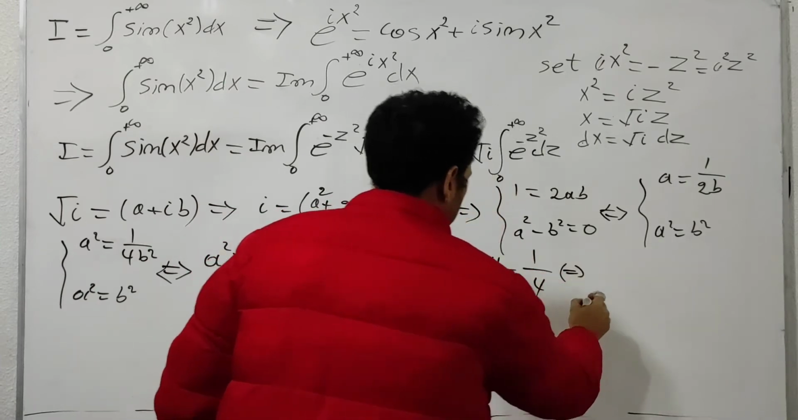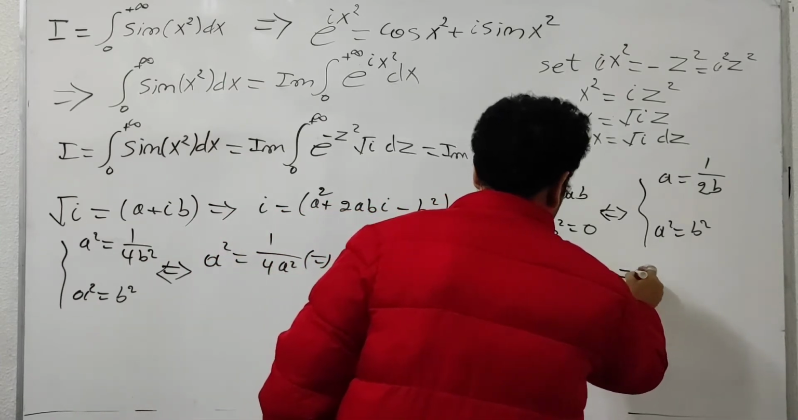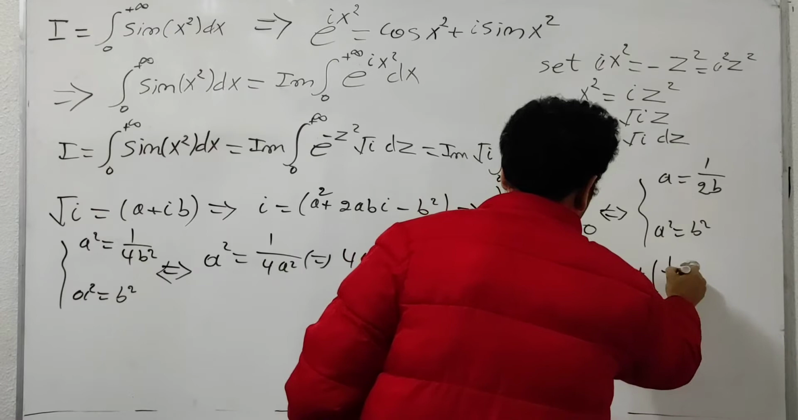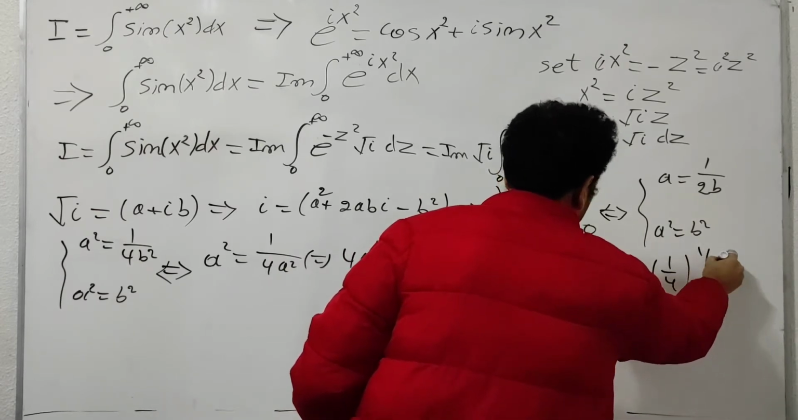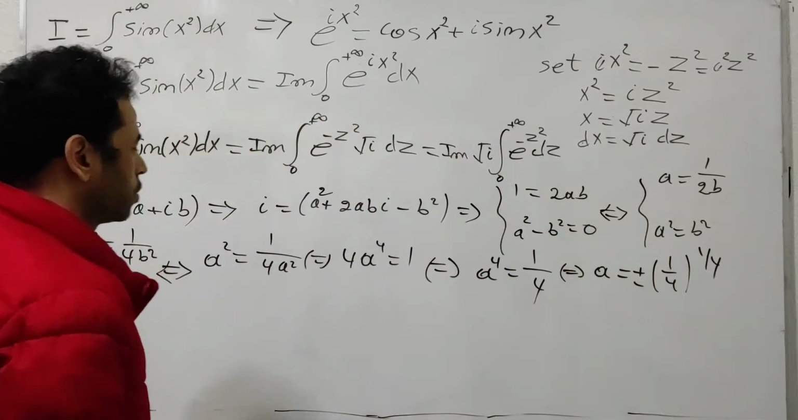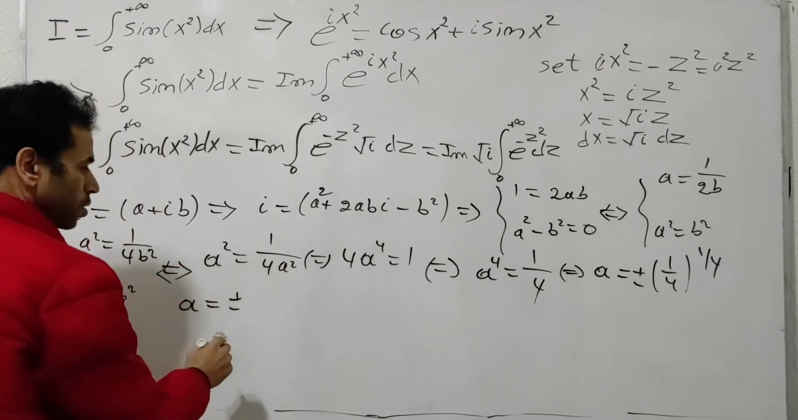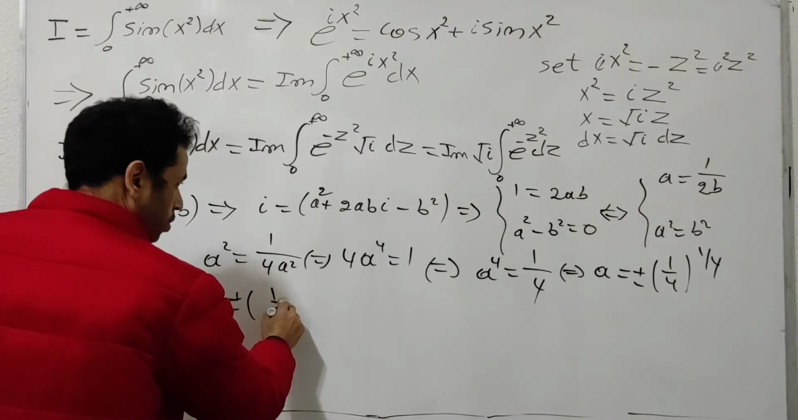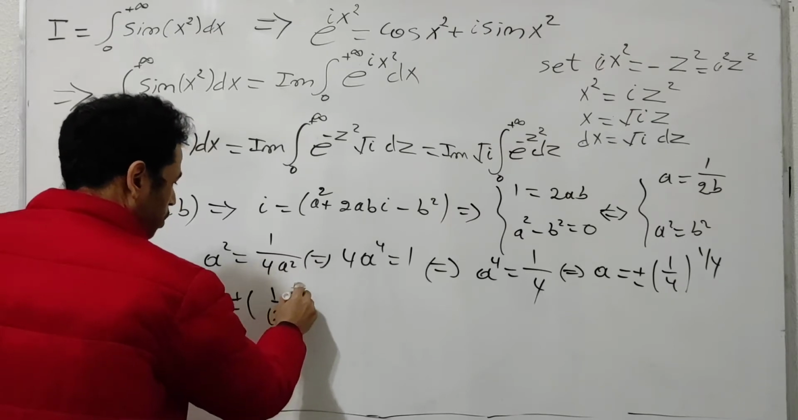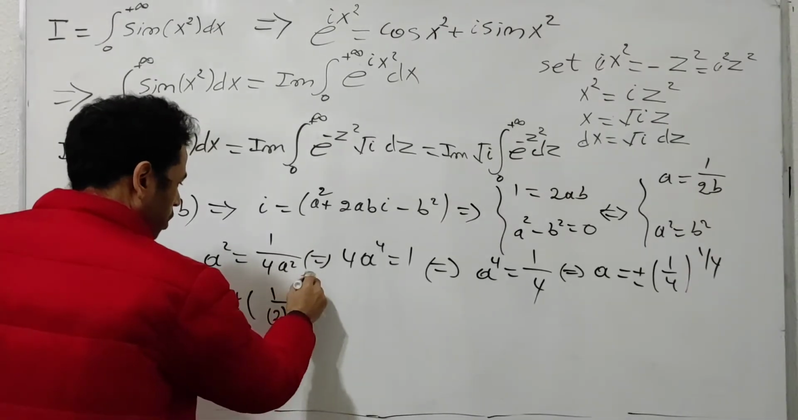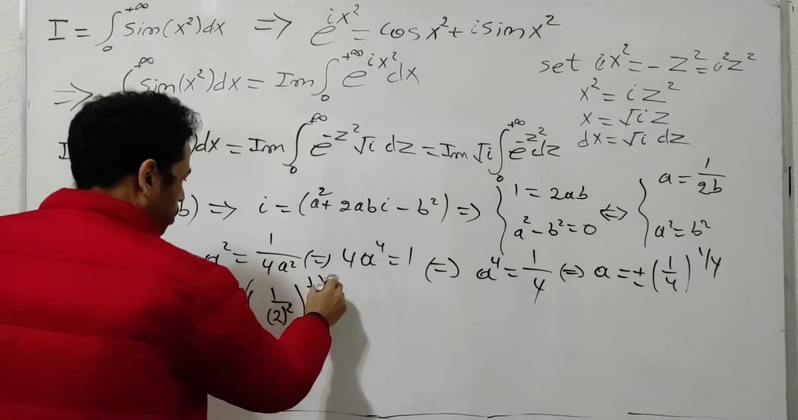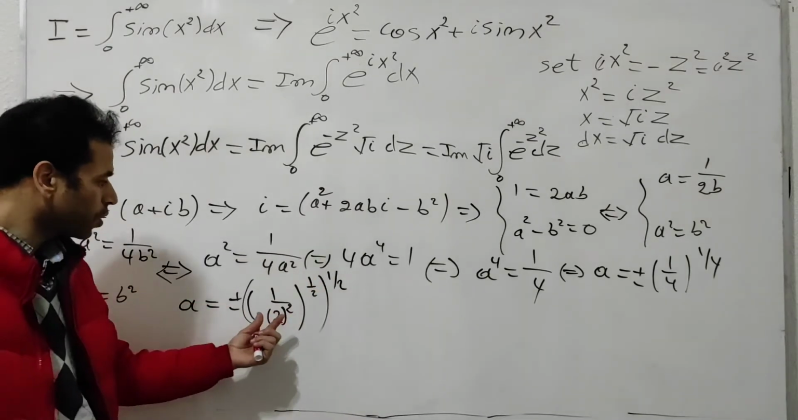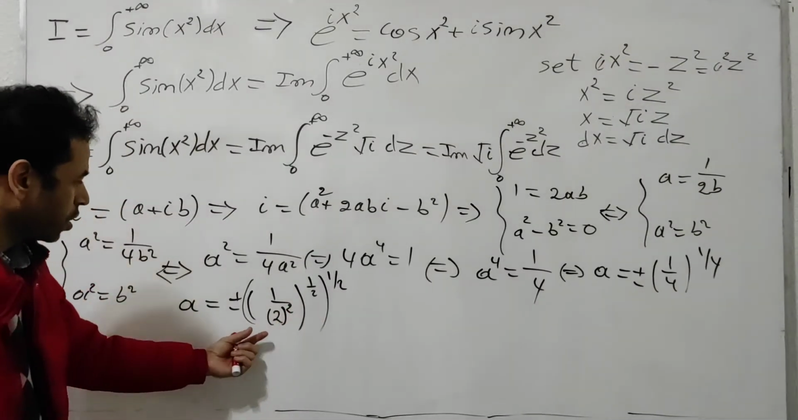It's equal to plus or minus 1 over 4 to the 1 over 4. Okay, equal to plus or minus 1 over 2 to the 2, and also here I will get 1 over 2. The whole thing is 1. I'm going to simplify this exponent in this form.